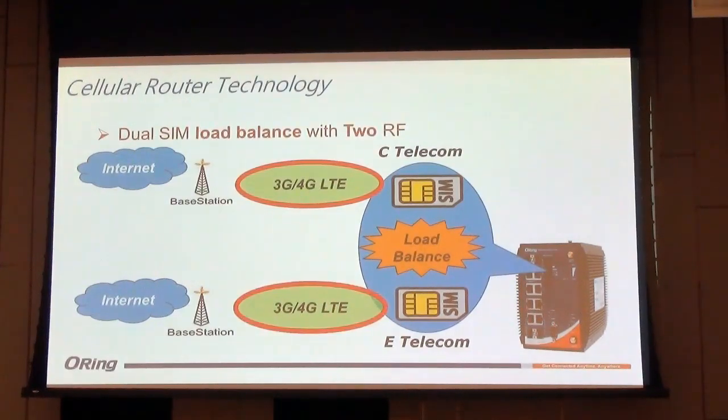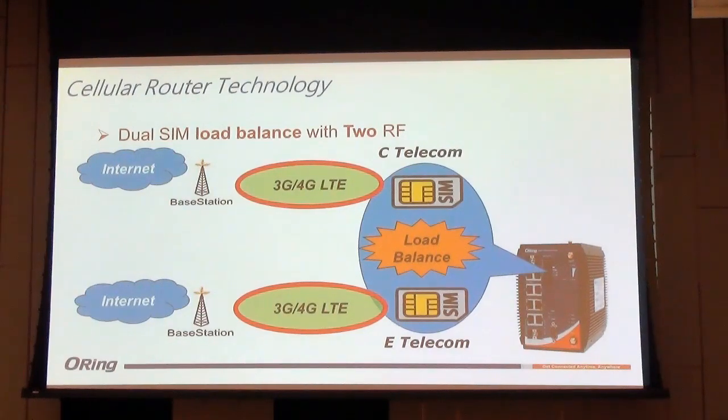The other one is dual SIM with two cellular modules. That means one device has two cellular modules, and you also put two SIMs in the device, but they can connect at the same time to different carrier services. The benefit is that it increases your throughput to the internet. Of course, in this kind of spec, they can also do the backup function.